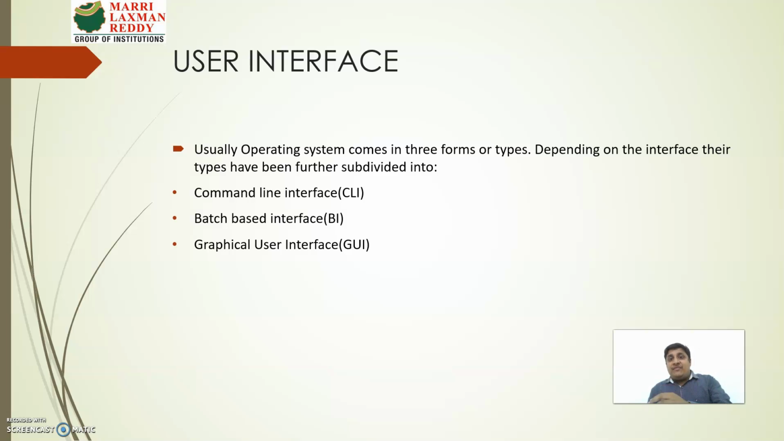So the user interface is again subcategorized into a command line interface, batch based interface and graphic user interface. So command line interface is where the user interacts through commands, through a command prompt. It can be a command prompt in the Windows operating system, and it can be a terminal command prompt in any Unix operating system. So this is what we call a command line interface.